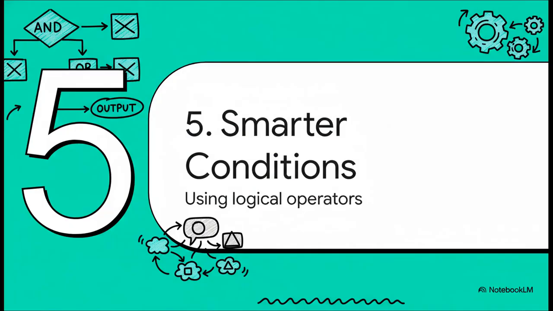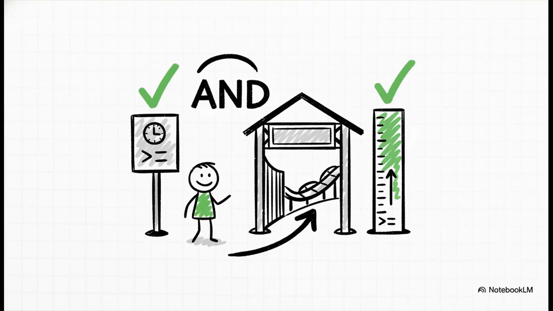All right, let's kick things up a notch and make our decisions a little more sophisticated. On to section 5, writing smarter conditions, because sometimes just one check isn't quite enough. You know how roller coasters work. You usually have to be old enough and tall enough. Well, in Python, the AND operator is perfect for that. This code checks if the age is 6 or more and if the height is 110 or more. Both of those things have to be true for you to get the green light. If even one is false, the whole thing is false.